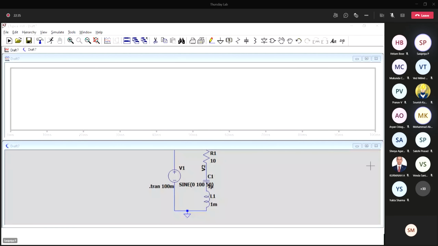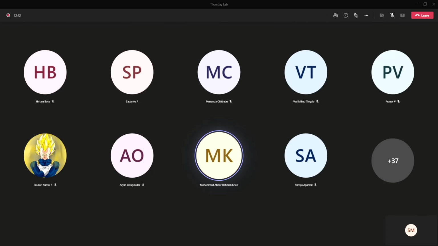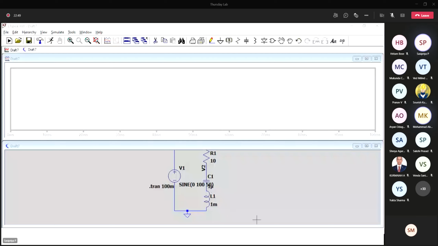My screen is visible. I'm sharing this. I think you have stopped sharing. No, I will share this. Okay. So can everyone see the screen?